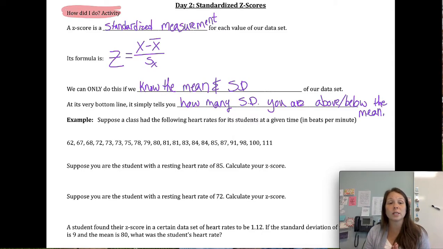So we're going to go through an example problem. Suppose a class had the following heart rates for students at a given time in beats per minute. So we have the following data points for heart rates. It says, suppose you are the student with a resting heart rate of 85, calculate your z-score. Well, before we can even begin any of the problems in this example, we need to come up with our x bar and our s sub x.